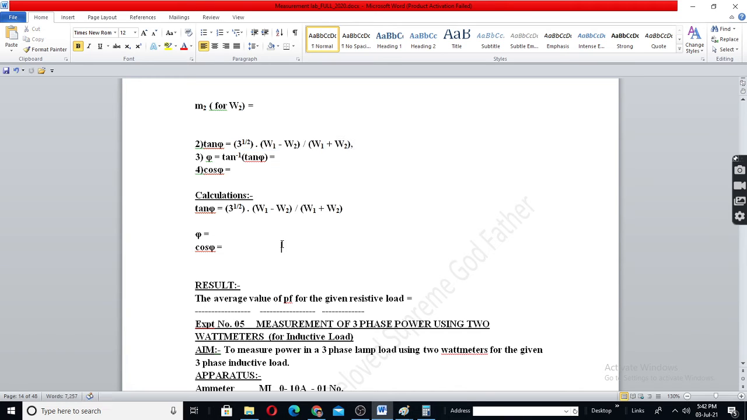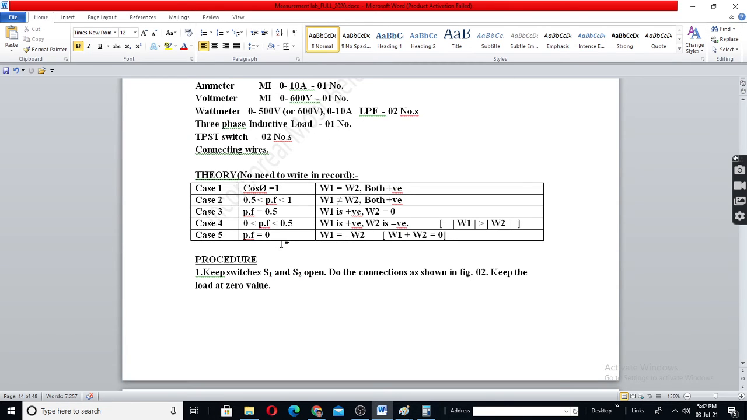Now for experiment number 5, the power factor is lesser than 0.5. In experiment number 4, it is case 1. Experiment number 5, it is case 4. So W1 will be positive, W2 negative.